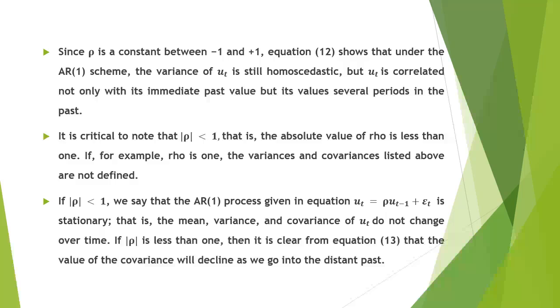If absolute rho is less than 1, we say that the AR1 process given in the equation ut is equal to rho ut minus 1 plus epsilon t is stationary. That is, the mean, variance and covariance of ut do not change over time. If absolute rho is less than 1, then it is clear from equation 13 that the value of covariance will decline as we go into the distant past.